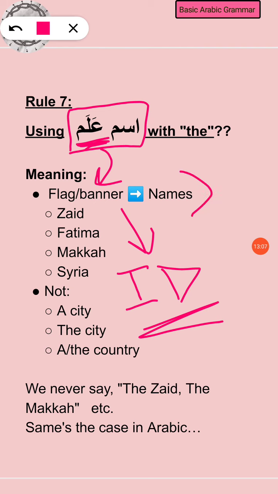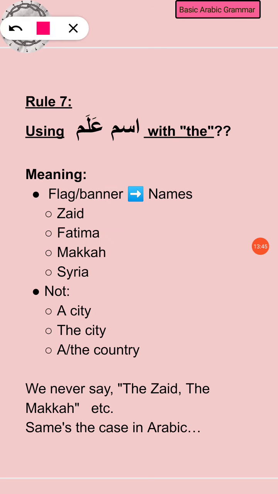You know how we did ism nakra in English? It's called common noun, and proper nouns are the actual names of places and of people. So ism alam is the actual equivalent of proper nouns. Okay, let's study the examples.